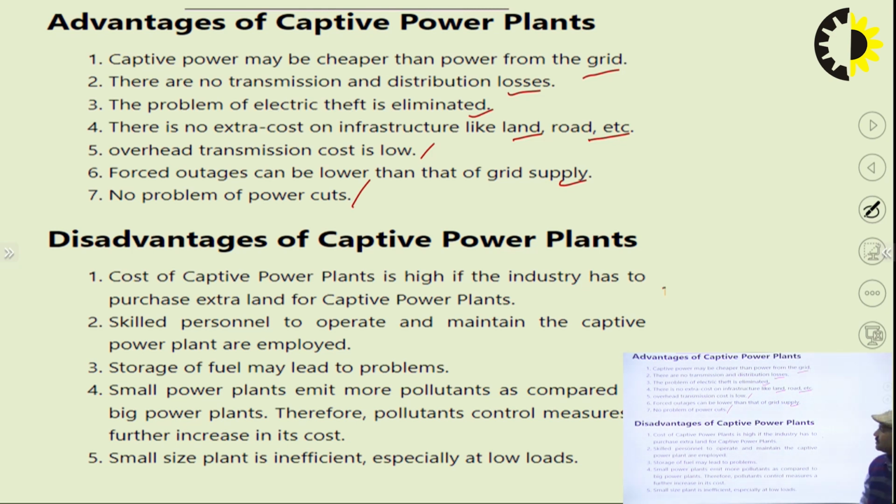Disadvantages of the captive power plant. The cost of a captive power plant is high if the industry has to purchase extra land for it. Skilled personnel are required to operate and maintain the captive power plant. Storage of fuel may lead to problems. Small power plants emit more pollutants as compared to big power plants. Therefore, pollution control measures further increase the cost. A small size plant is inefficient, especially at low loads.